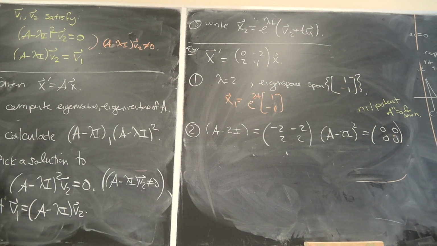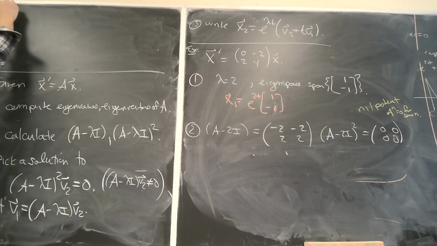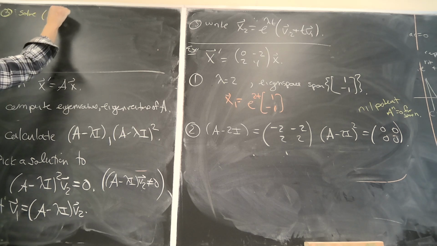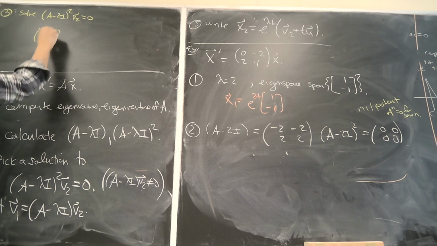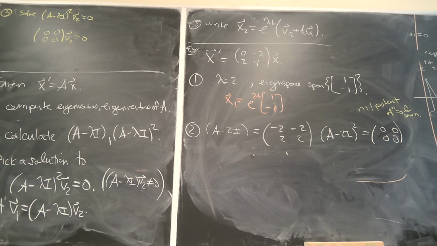All right, so now I'm going to do step 3, which says I'm supposed to pick a solution to (A minus lambda I) squared v2 is equal to 0. Well, that's pretty easy to do. So what I'm being asked to do for step 3 is solve (A minus 2I) squared v2 equals 0. But that's (0, 0; 0, 0) times v2 equals 0. I have a lot of choices for solutions to that equation. I can choose anything I want, as long as when I pick v2, I can then do the next step to make a non-zero v1.